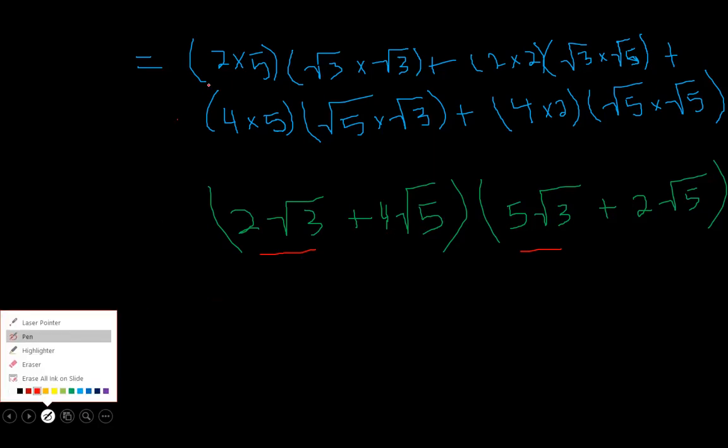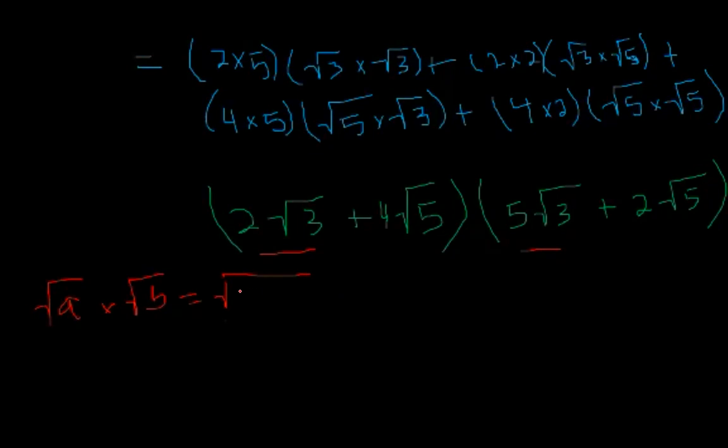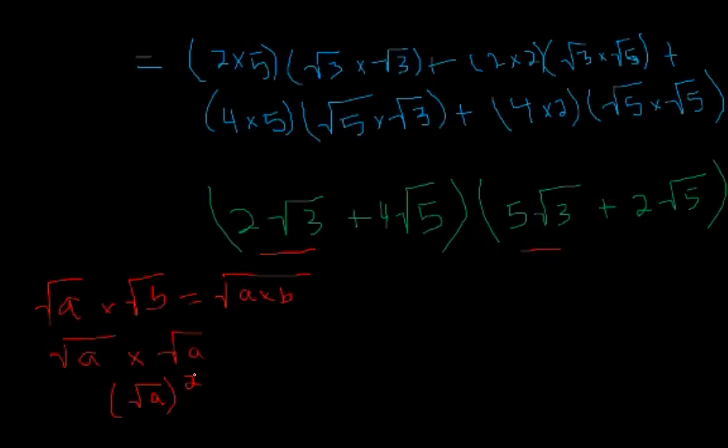Okay, let me just do this first one, how I got 2 root 3 times 2 root 5. Okay, so we know that the rule for multiplication of surds is root A times root B is equal to the square root of A times B. And we also know that the square root of A times the square root of A is also the square root of A squared. When you multiply a number by itself, it's the same as squaring the number. So the square root of A times the square root of A gives us back A. We did that last class.